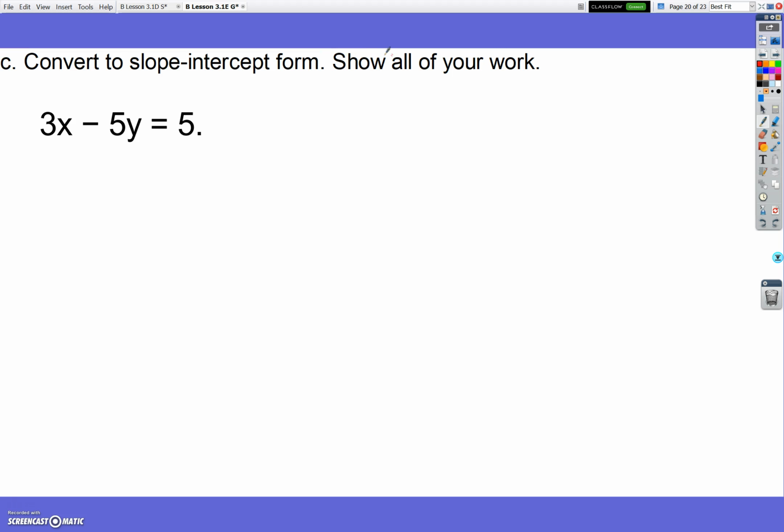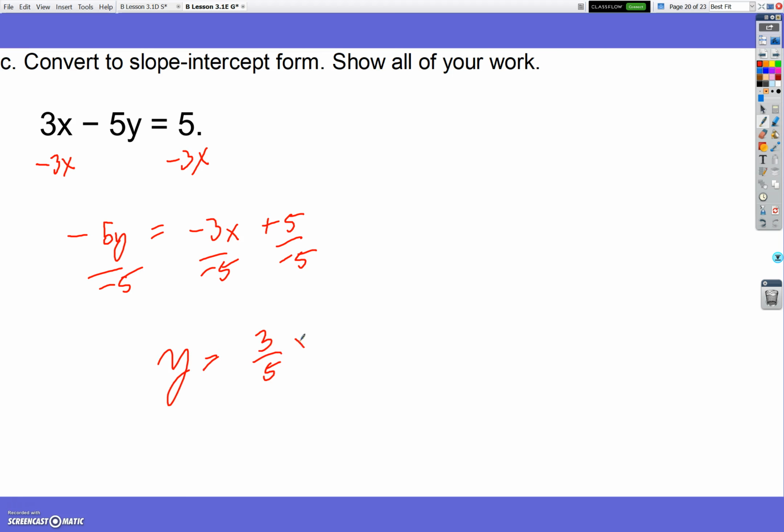Alright, so it says convert 3x minus 5y into slope-intercept form. I already did that there, so if you didn't do so, let's go ahead and write what I wrote before. I would just minus 3x on both sides to get negative 5y is equal to negative 3x plus 5. I would then divide each and every term by negative 5. This would give me y equals 3/5 x minus 1. So we just got that on the previous one. Here it is again if we missed it.